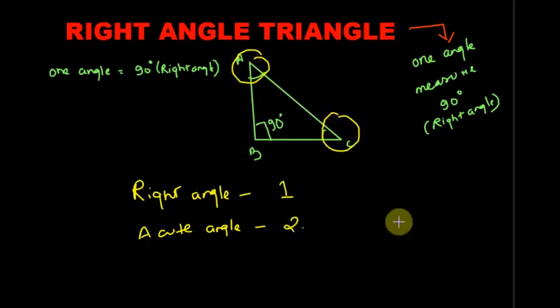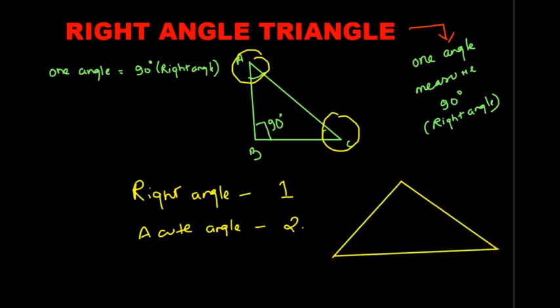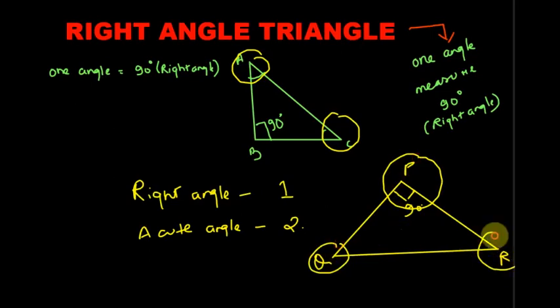Let's take more examples. Let's say this is a triangle and we have 90 degrees out here. So this is PQR. Which angle is the right angle? Angle P is the right angle. And which two angles will be acute angles? Angle Q and angle R will be acute angles. Okay, so I hope this is clear.